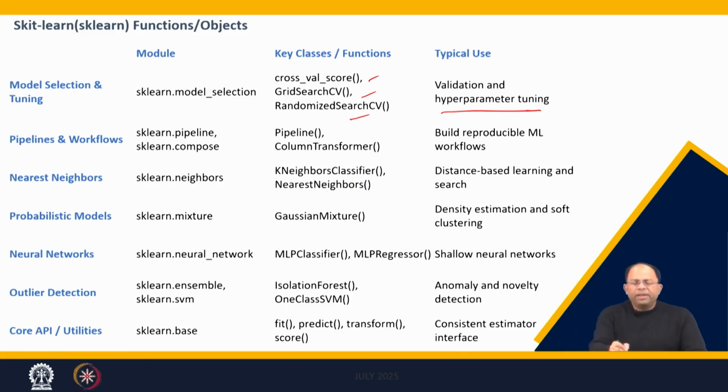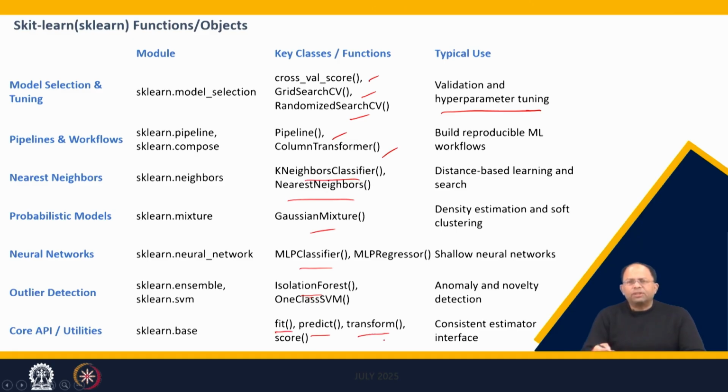And then we can create pipelines, and we can also use column transformers, which you will see demonstrated again. A pipeline helps us to create a series of steps together, and we can call those steps together using a pipeline. Then there are nearest neighbor algorithms like the k-neighbors classifier, nearest neighbor classifier. Probabilistic models like Gaussian mixture, neural network models are there. Then outlier detection functions are there, and finally we can fit the model using the fit function and predict function, and these are different.